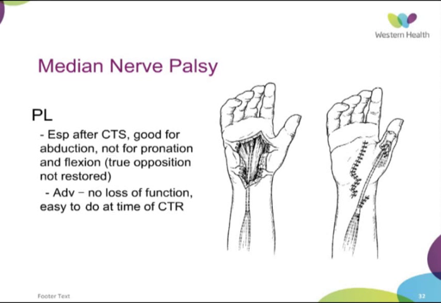You can also use extensor indicis. This is a more expendable tendon, and when you've got a high median nerve palsy, this is the best one to use. So you take this and move it around the ulnar side of the wrist, and again you get quite a straight line of pull for the function.